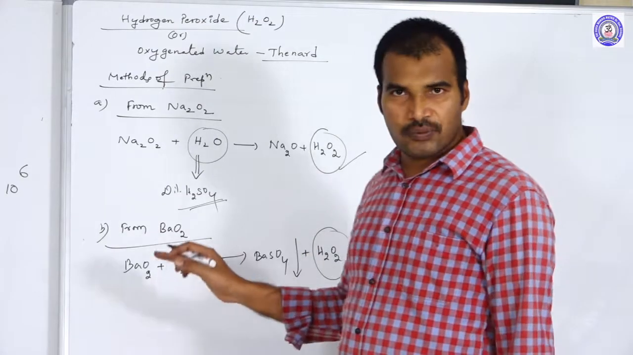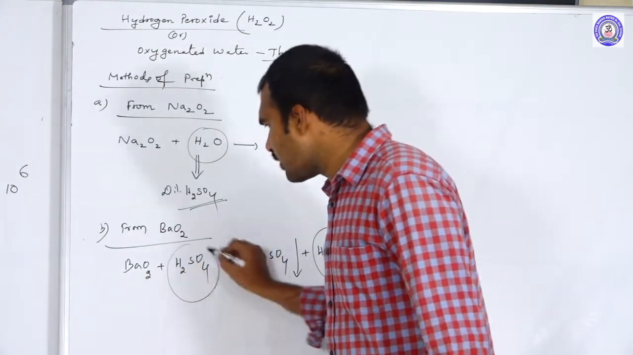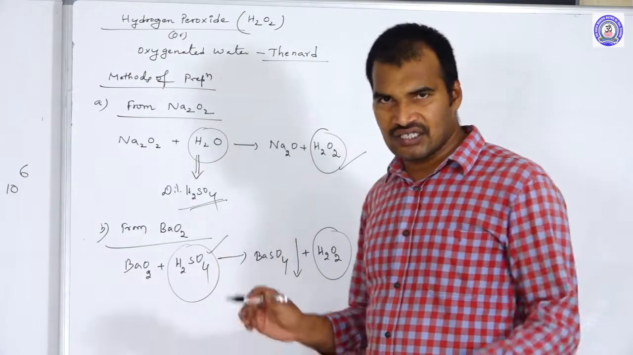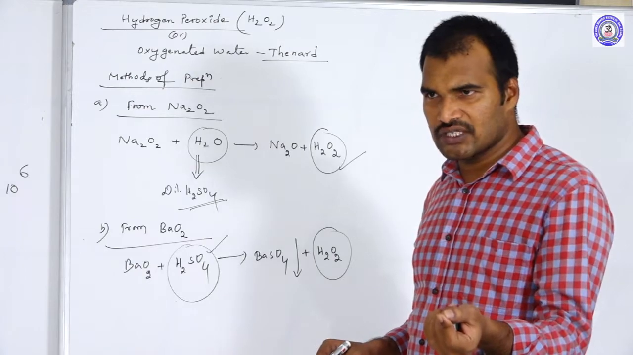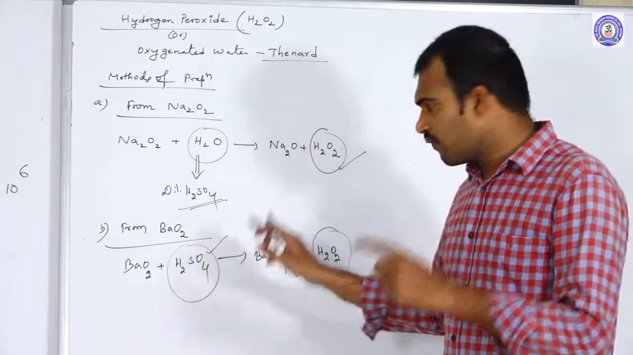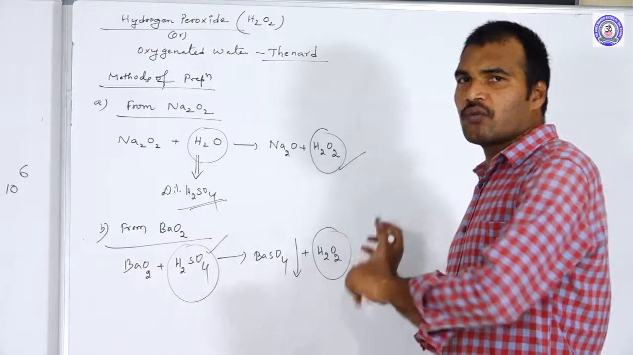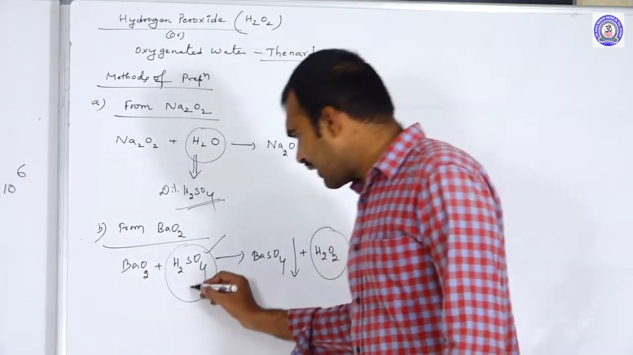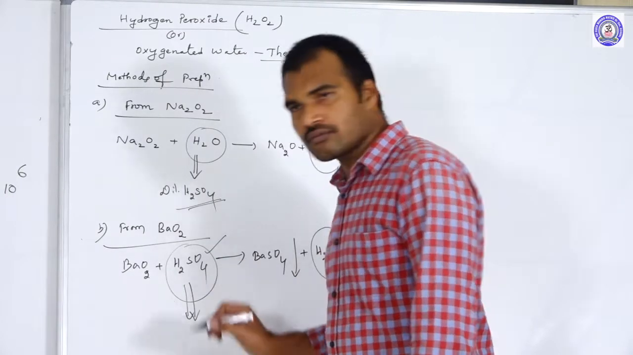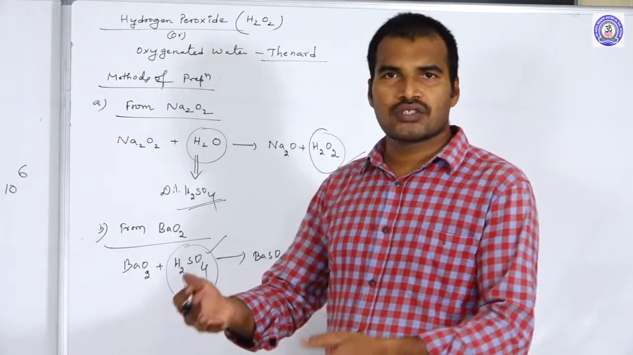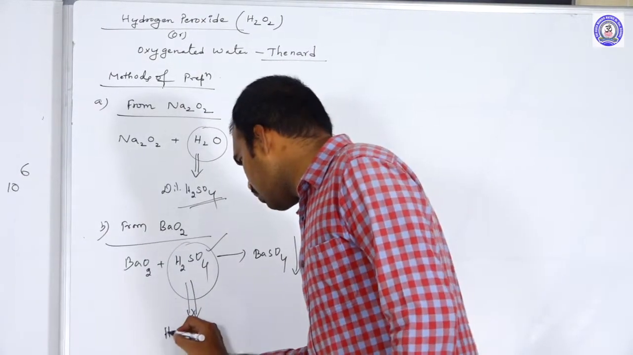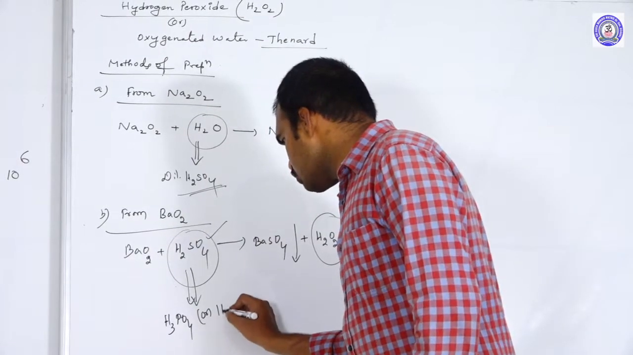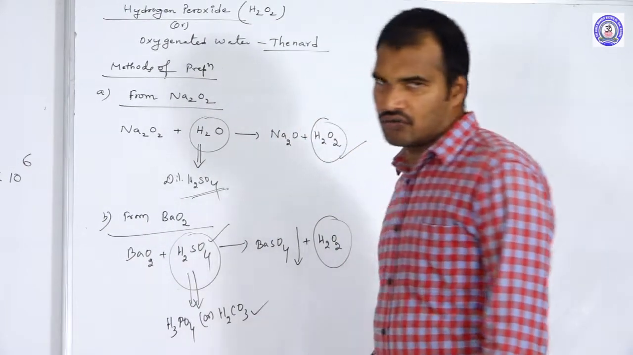But in this process there is one drawback. H2SO4 is a strong oxidizing agent. So if you take any excess amount of H2SO4, that excess H2SO4 will convert the formed H2O2 back into H2O and O2. That is one of the drawbacks. That is why instead of H2SO4 we use weak acids like H3PO4, or else H2CO3, carbonic acid, also we can use.